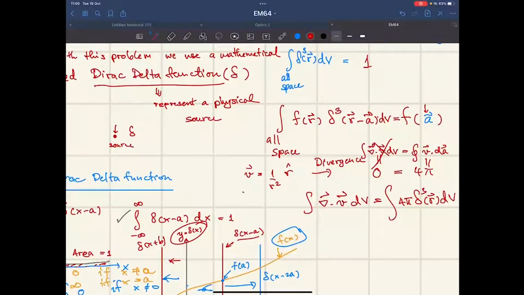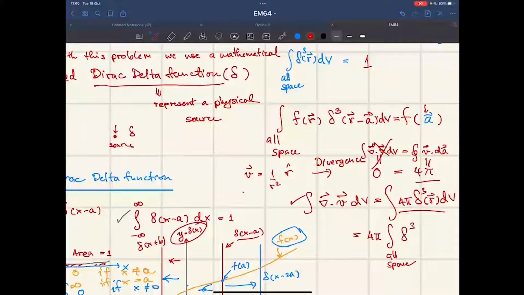Do you believe me in this? So this is the correct one. It must be equal to this term here. Otherwise, it's not 4 pi, right? Why is it 4 pi here? Because this integration is basically equal to 4 pi, right? Over integration or space.